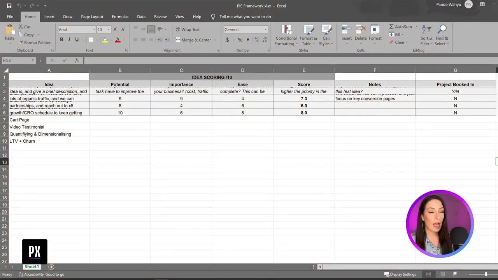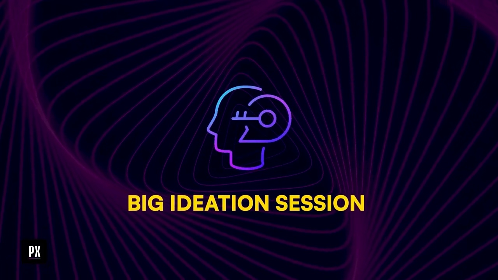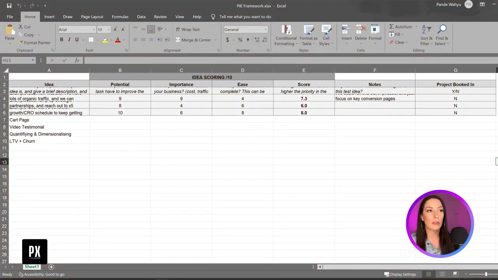Okay, so this PIE framework is from a book. You Should Test That, and you should read that if you want to learn more about split testing. But effectively, we made this after reading the book. You have all of your ideas, right? And what I would normally do when I was working client side was every quarter, because split tests take a while to run, I would do a big ideation session with my team. We would go through all of the data and we would come up with all of our ideas.